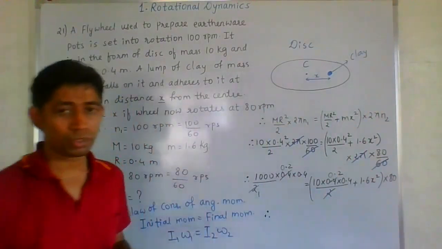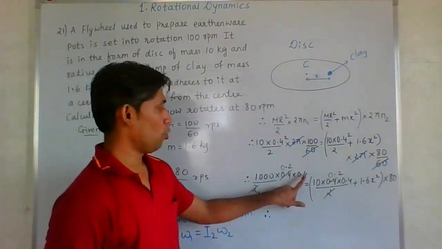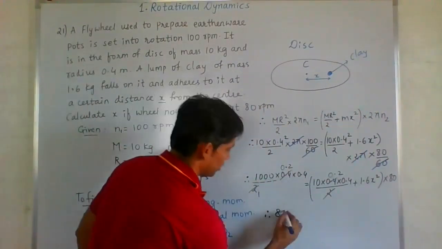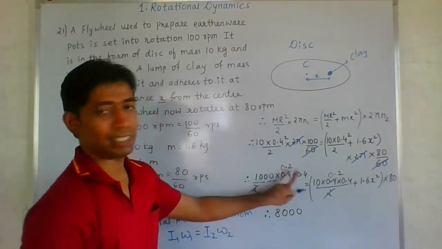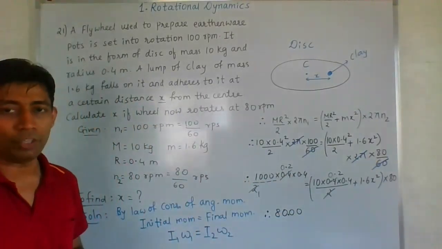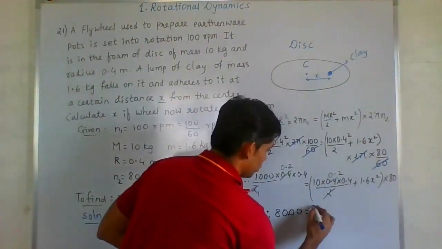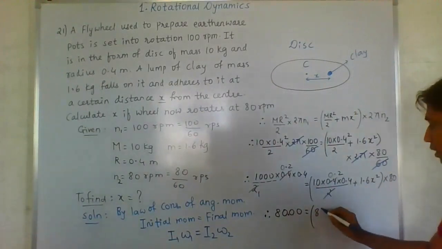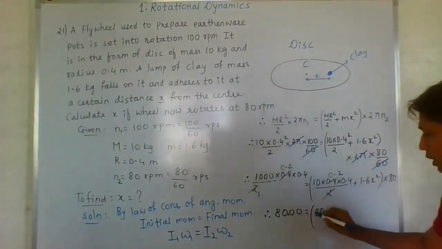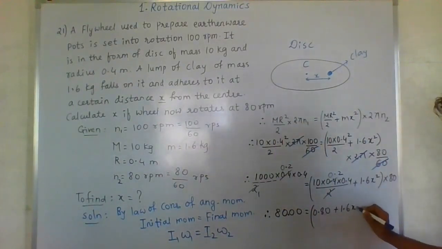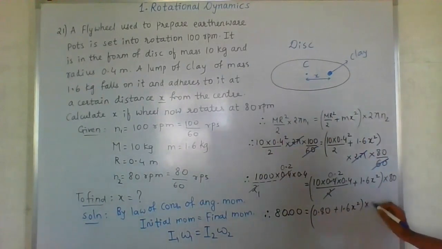Therefore, if you observe this part, 4 2s are 8, and then 1, 2, 3, and then decimal before 2 digits. So this is how I will get only 80 over here. Is equal to, here 4 2s are 8, then 1, 0, then decimal before 2 digits. So I get over here 0.80 plus 1.6 x square into 80.